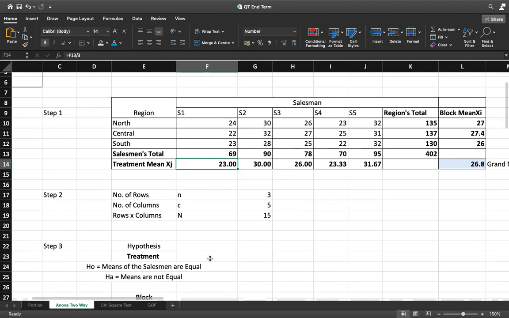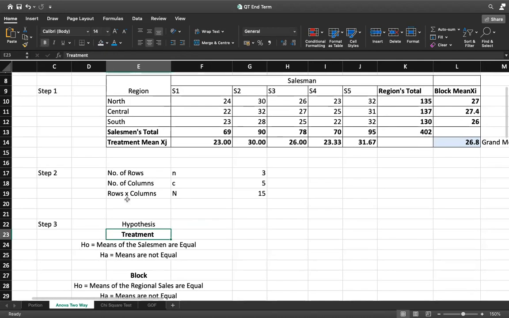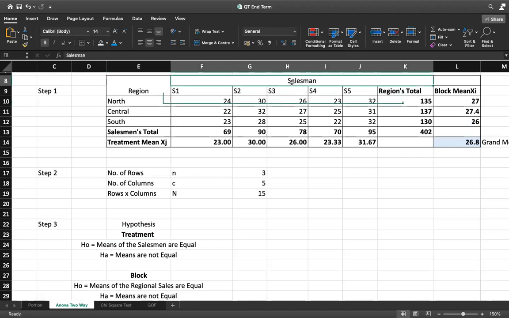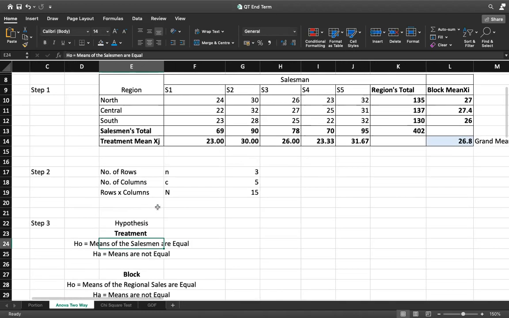Now step 2 is to find the number of rows, which are 3: North, Central, and South. Your number of columns is 5, and the big N is your rows times columns, that is N into C. Now step 3 is to define your hypotheses. You'll be defining two hypotheses, since we have two different variables. So we will get one hypothesis for salesman and another hypothesis for region. For the treatment, you are going to be talking about that.